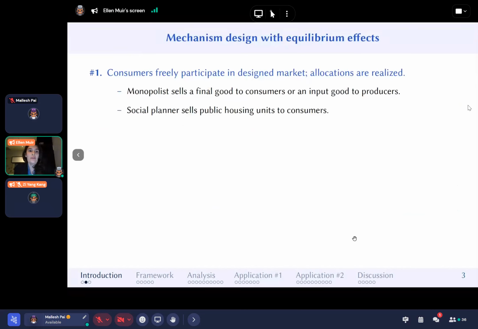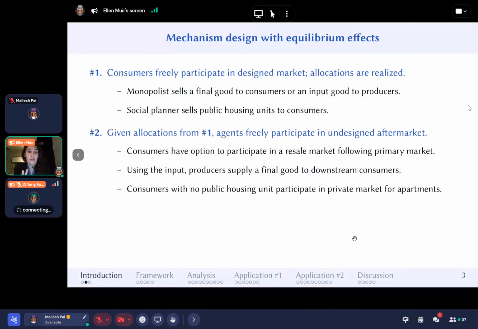The general framework in this strand of research that we're presenting today is that we assume consumers can freely participate in the designed market, and the allocations of the designed market are realized. One example to have in mind might be a monopolist selling a final good to consumers, or a monopolist selling an input good to producers in an upstream market. Or we could think of a social planner selling public housing units to consumers. So that's the first stage.